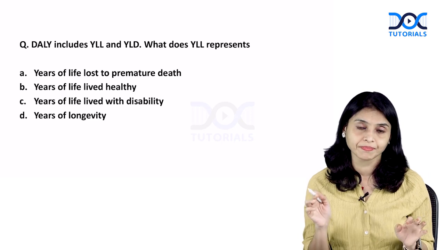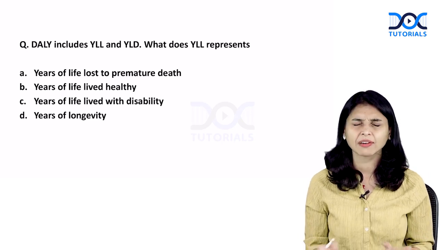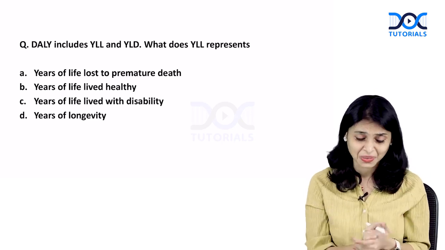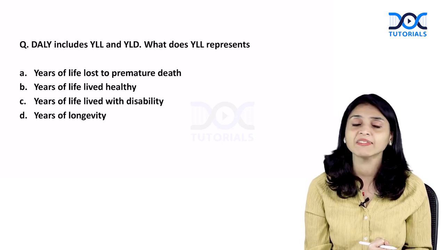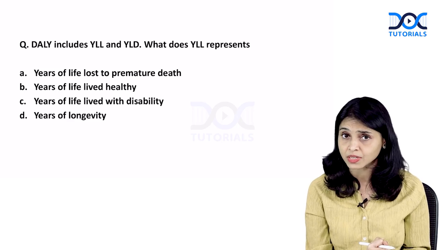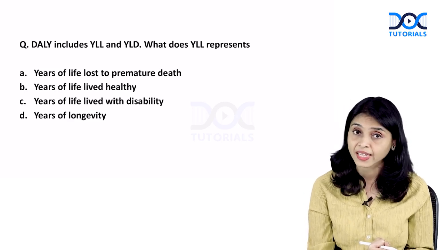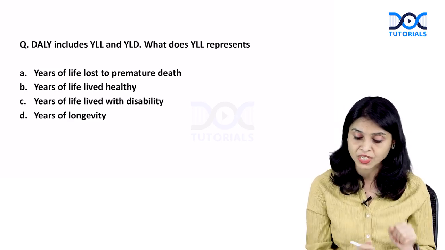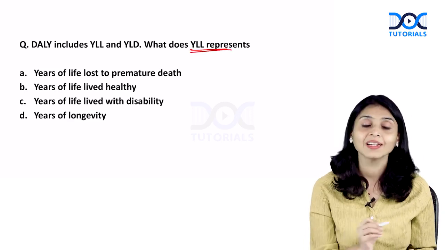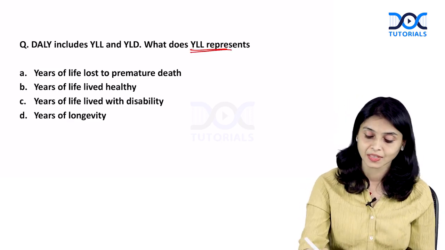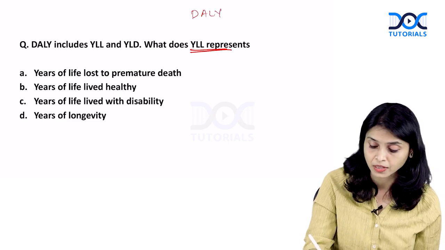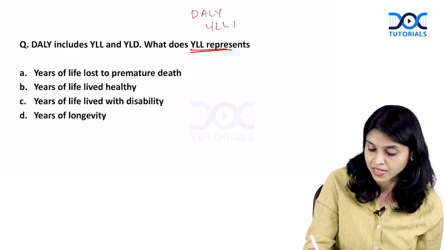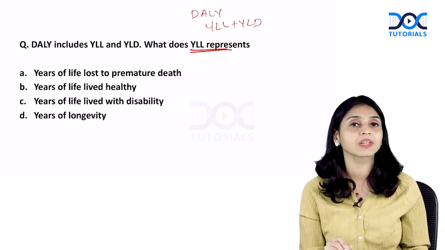DALY. Again from epidemiology, this also we have discussed 1,000 times. DALY includes YLL plus YLD. By the way, what is DALY? Disability adjusted life years. And I said DALY is YLL plus YLD. And the question was, what does YLL represent? DALY, disability adjusted life year, is YLL plus YLD. What is YLL?